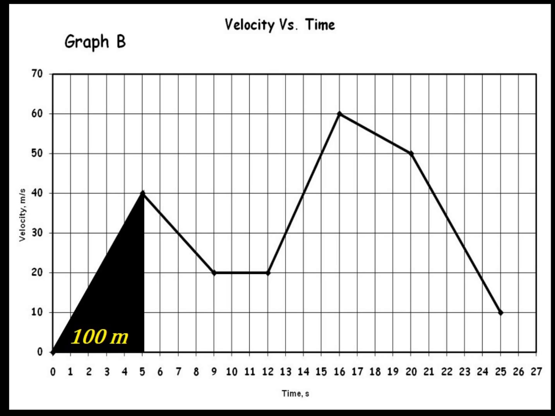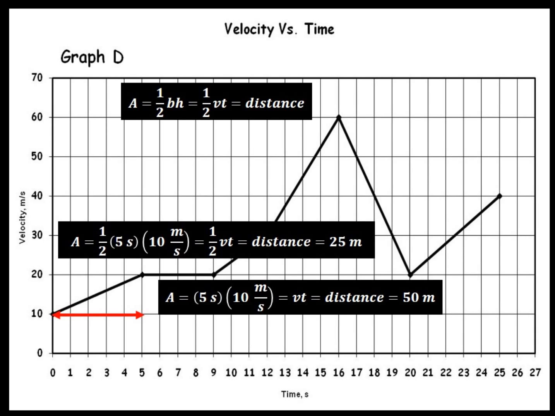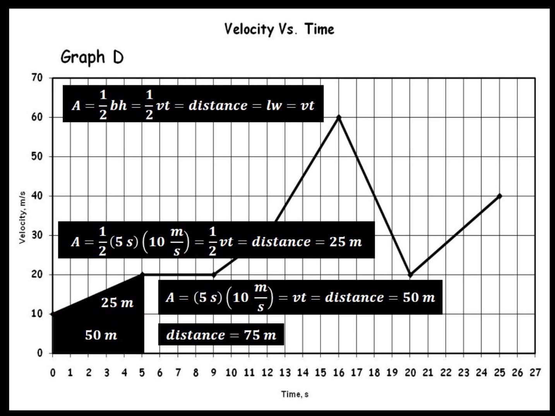So you see that the area under that curve, we call a curve, can be not a curve. A curve can be a straight line. When we say the area under the curve, we just simply mean the area under the plotted graph. For the next one, we see that it's going to go from 0 to 5, and you're going to have a rectangle as well as a triangle. So the triangle is going to be 25 meters, and the rectangle is going to be 50 meters, and that gives a total distance of 75 meters.